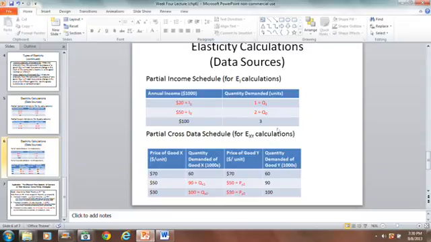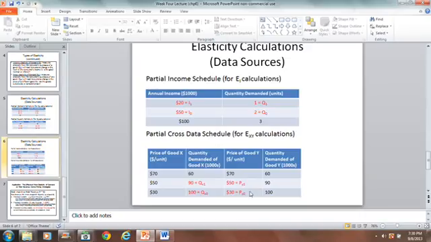For this one, and I use the symbol E sub xy in this case, because cross elasticity of demand is trying to determine whether 2 goods are complements or substitutes, I'm going to need, in effect, 2 partial demand schedules. So I have a demand schedule here for good X, and I have another demand schedule for good Y. To do the calculation, I take 2 of the quantity values for good X, and the 2 corresponding price values for good Y.